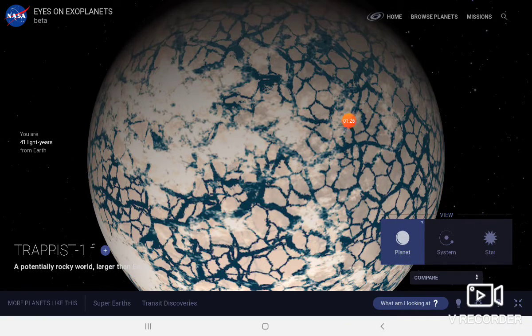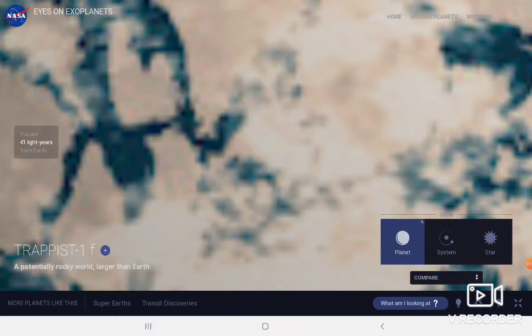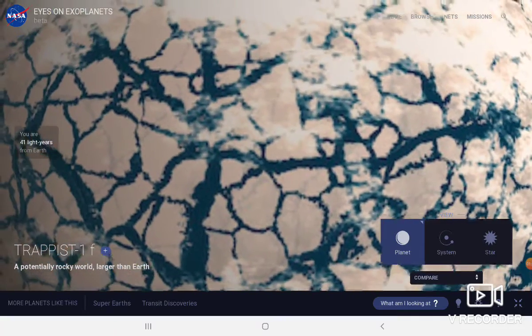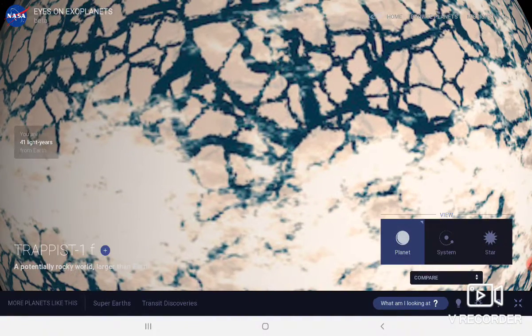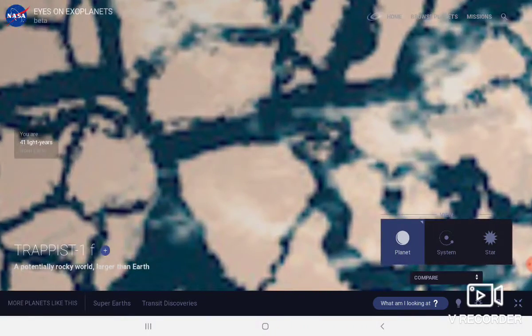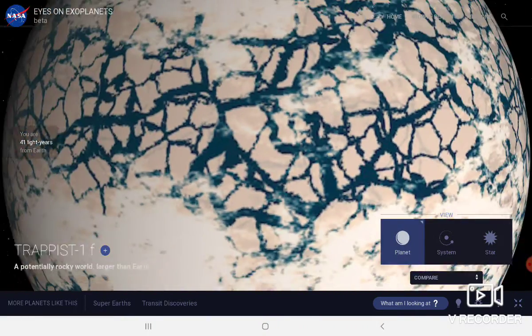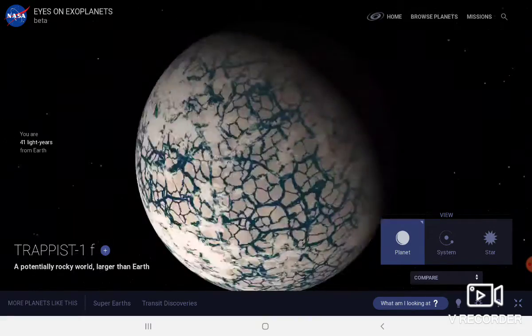This is not a whole sea like TRAPPIST-1E or D. This is TRAPPIST-1F. It is icy. It has an icy surface. Sometimes it is a stone surface also. These are the ice here, and this water is frozen.